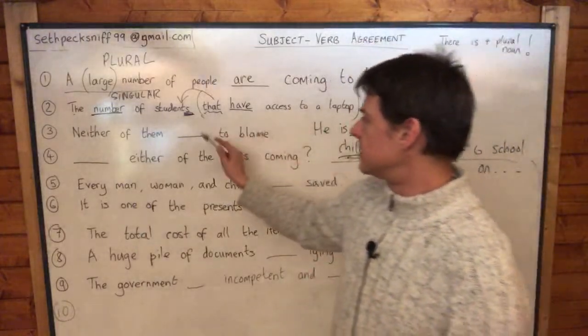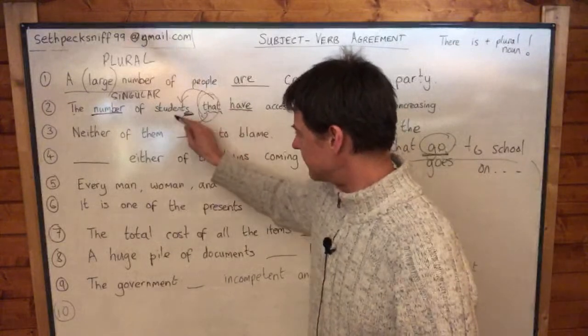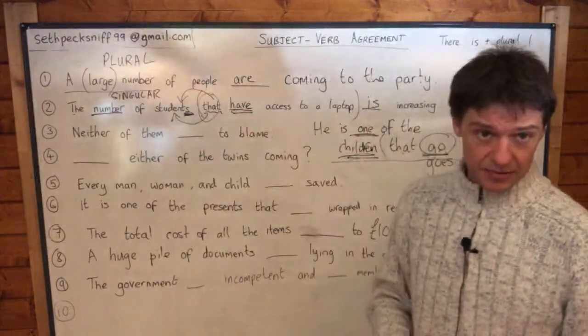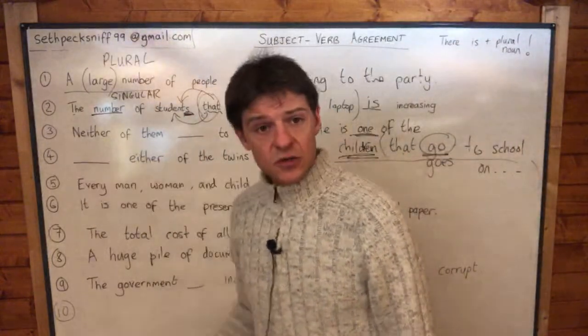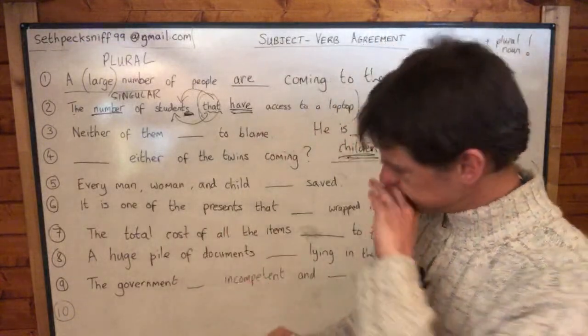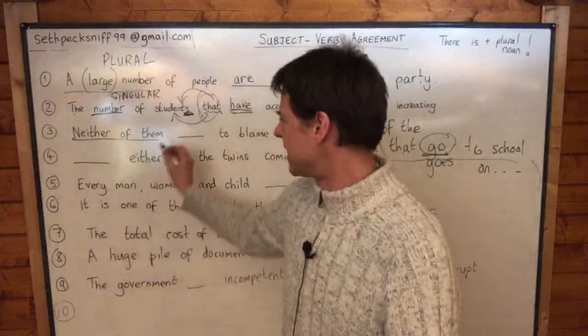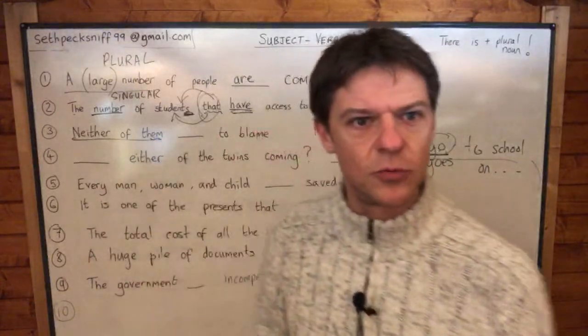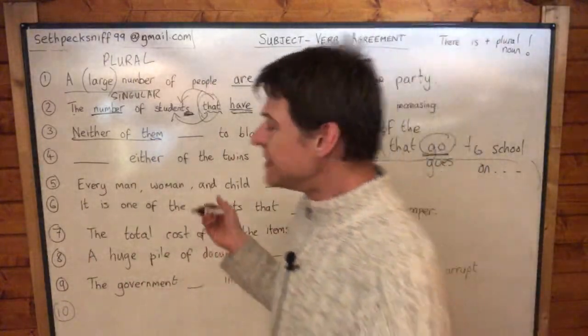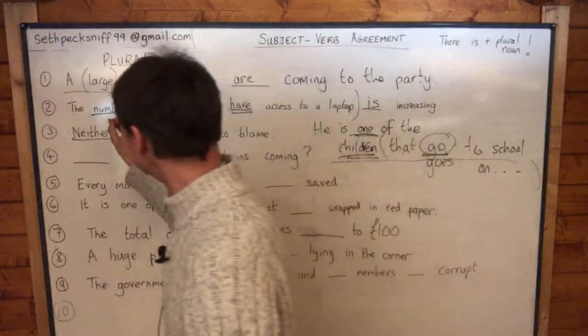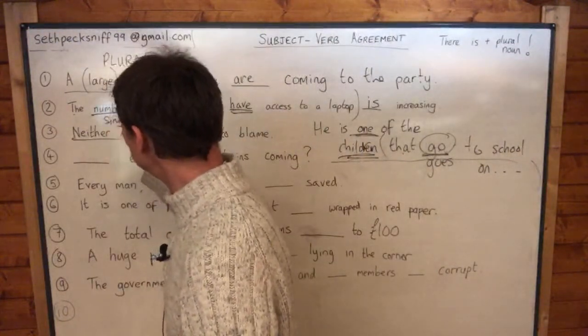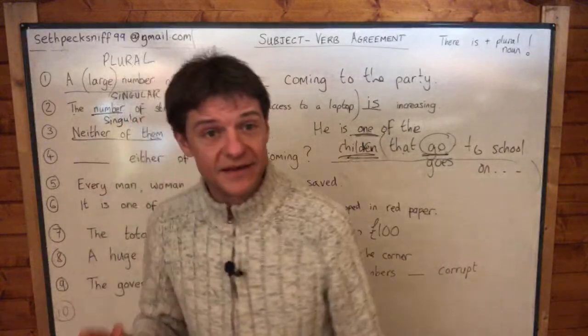So here the doer is the "that," which is a pronoun standing in for students, and "have" is the verb. Okay? Now, two more really tricky ones, neither and either. Neither of them looks really plural, doesn't it? With that "them" there. "Them" is a very plural word. They, them. But it's not plural. It's singular.